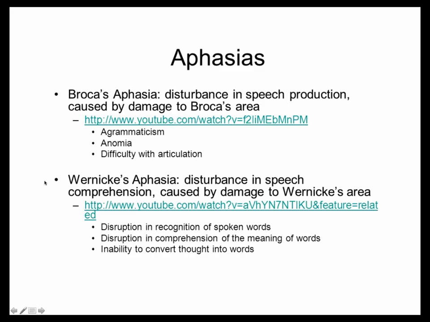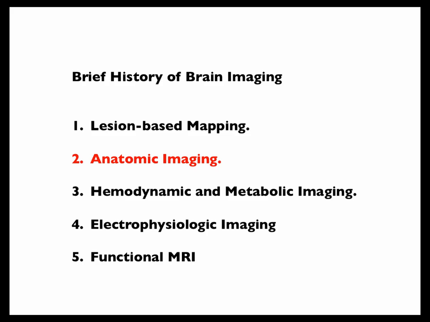There's Broca's aphasia and there's Wernicke's aphasia. Broca's aphasia is essentially difficulty with articulation, whereas Wernicke's aphasia is disruption in both recognition of spoken words and comprehension of the meanings of words, and also putting words into coherent thoughts. They say a lot of words, but it doesn't really make a lot of sense. Okay, so that was the quick history of lesion-based mapping.